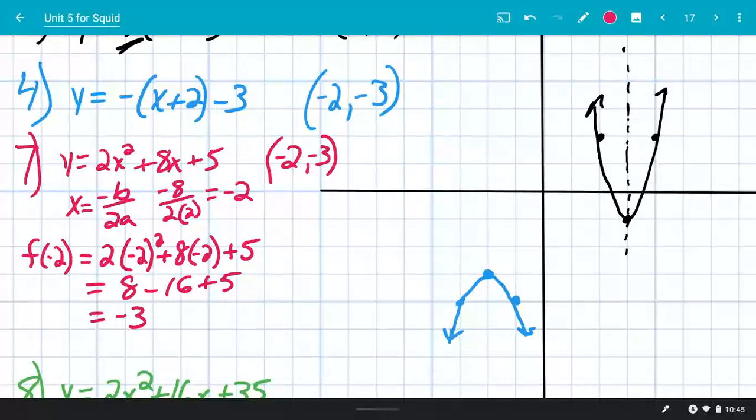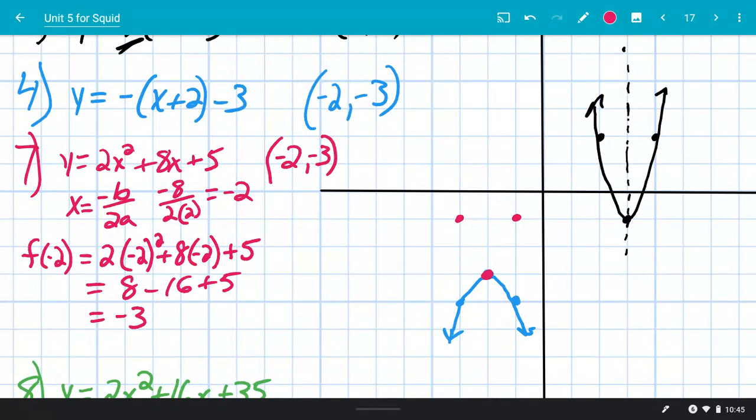It's -2, -3. Again, I'm supposed to pick some points on either side and plug those in, right? But I don't have to do that, do I? I can also use what? Yeah, use my A. In this case, my A is 2. So up 2, right 1, up 2, left 1.